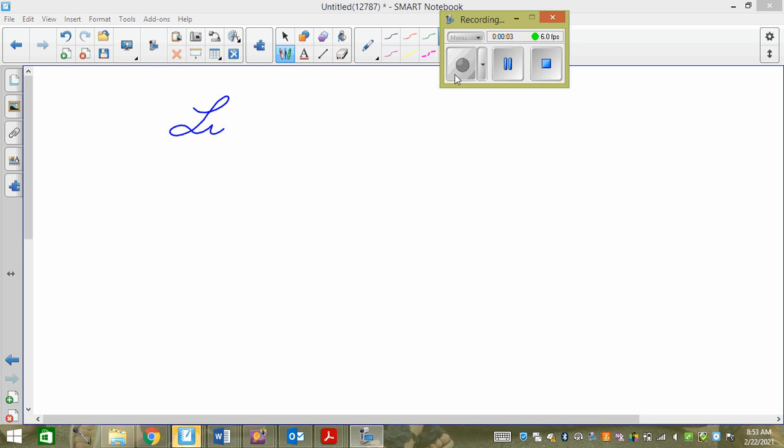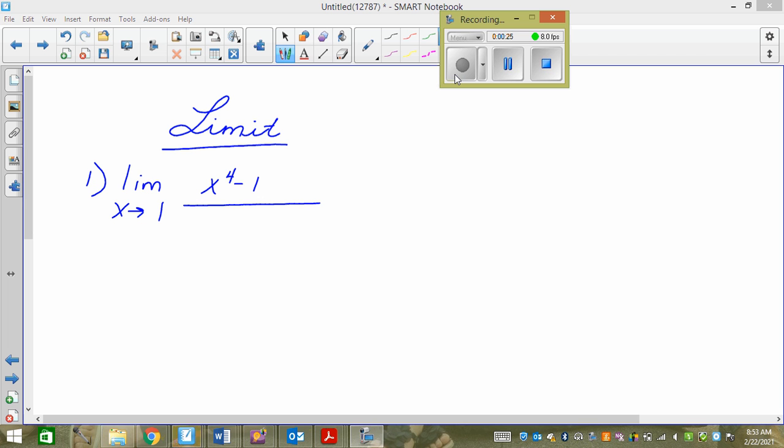Limit. I'm going to be lazy. That means determine the limit of all of these. Okay? Okay. The limit as x, it's a u, but I don't want to use a u, approaches 1 of x to the 4 minus 1 over x cubed plus 5x squared plus 6x. Number 2.